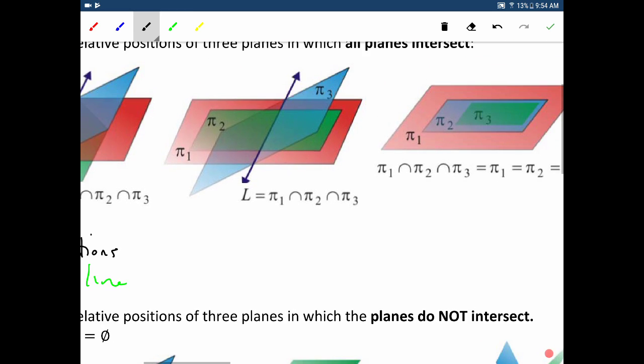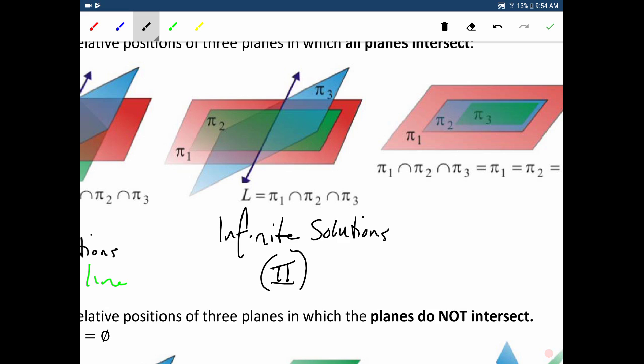All right, our next one. This is where 2 of them are coincident planes. You can see one plane is on top of the other. So you've got 2 planes that exist in the same space, and then you've got a third plane that cuts through them. So this one will also give you a line. It also has infinite solutions. And we'll call this one type 2, our second type. This one is also a line, but I'll write it in blue because it's different.